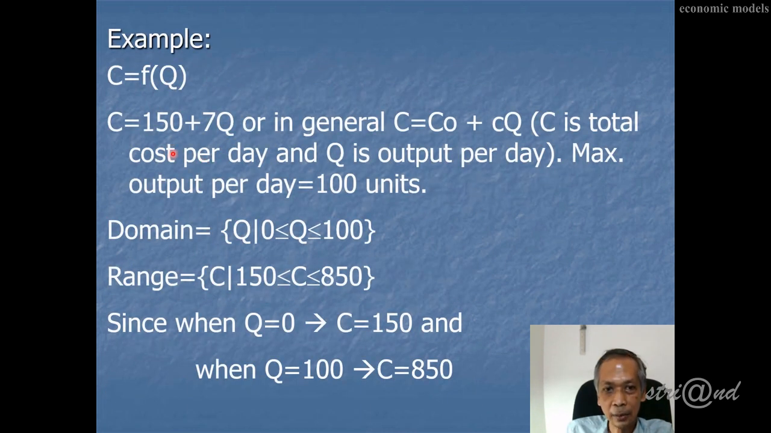This is the example that we've been talking about through the previous slides. This is about cost. C is the total cost per day, and Q is output per day. And the domain, I have discussed this, in this example is from 0 to 100. So it makes the cost from this cost equation go from 150 to 850. Okay, let's see the next slide.